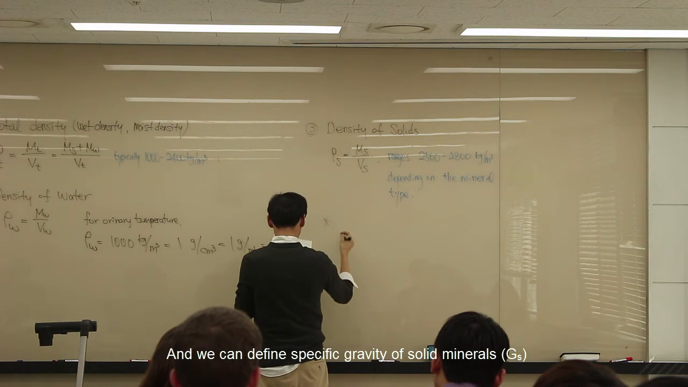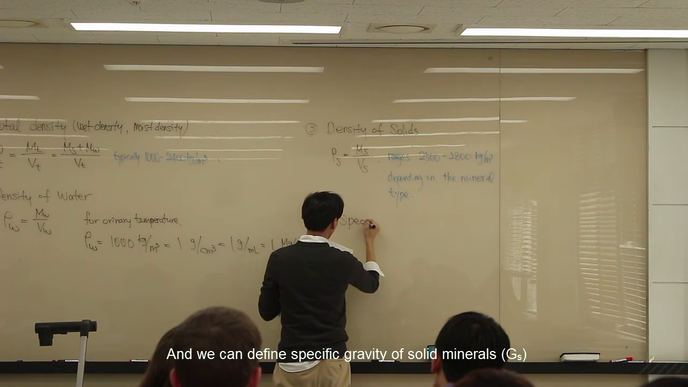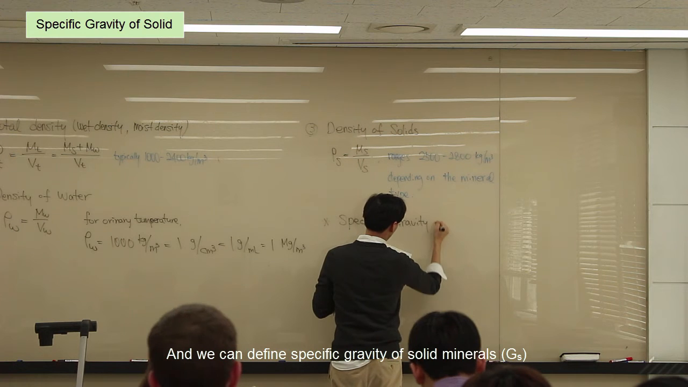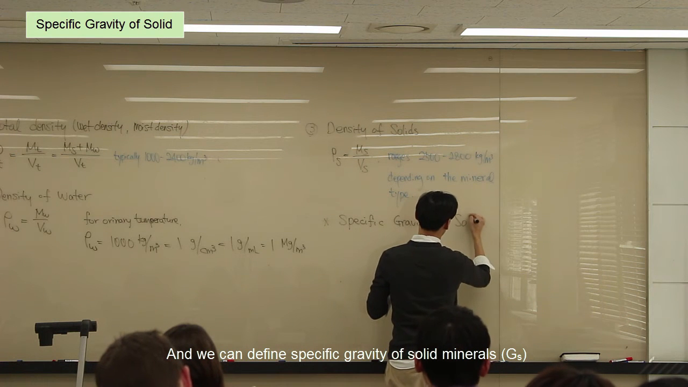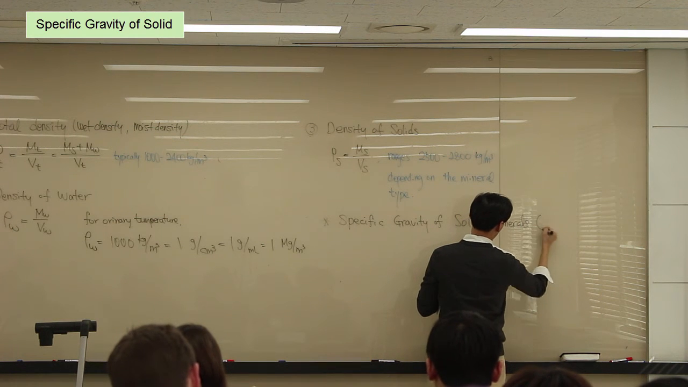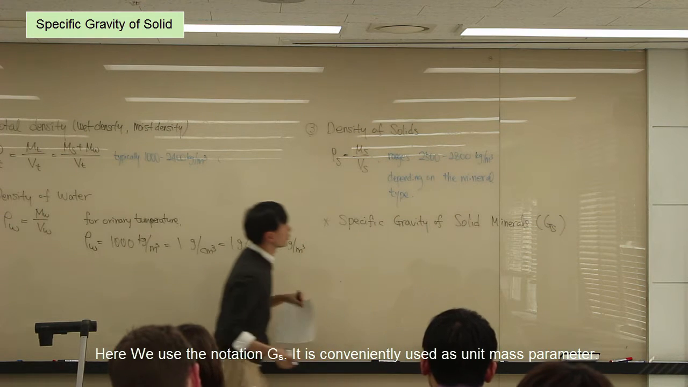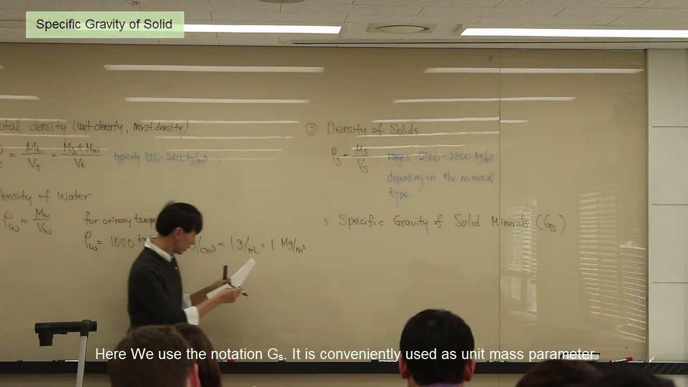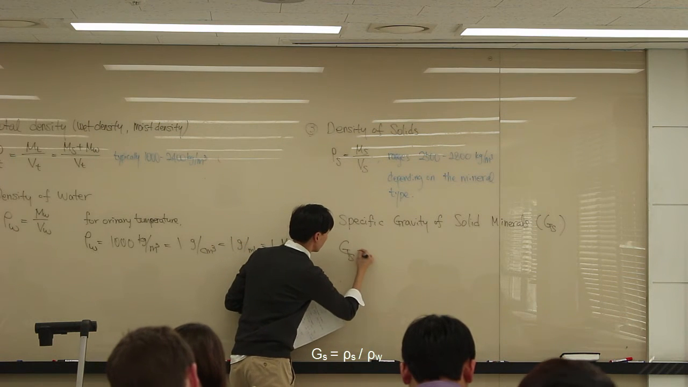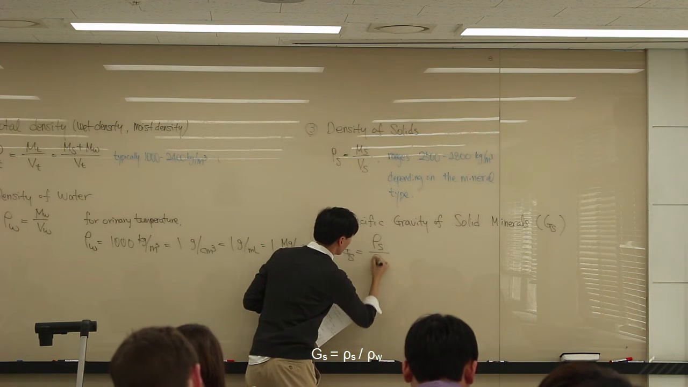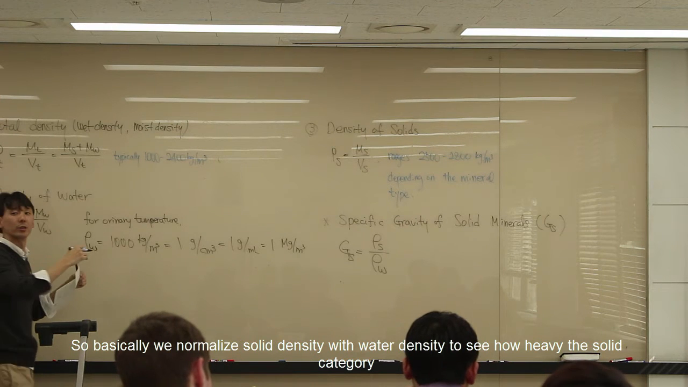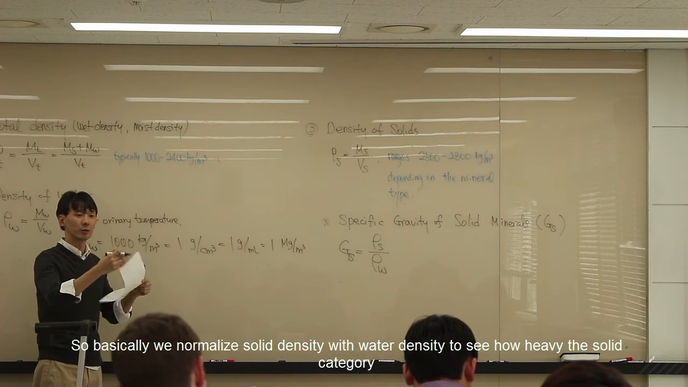And also here we can define a specific gravity of solids. Here we use the notation G sub S because it's convenient to use a dimensionless parameter. Gs is defined as solid density over water density. So basically we normalize the solid density with the water density to see how heavy the solid particle is.